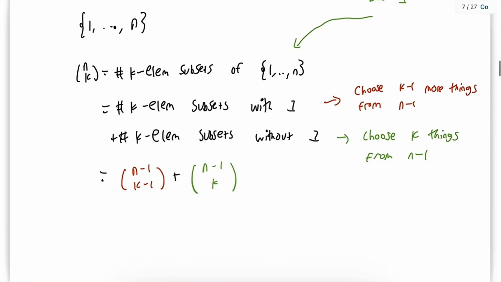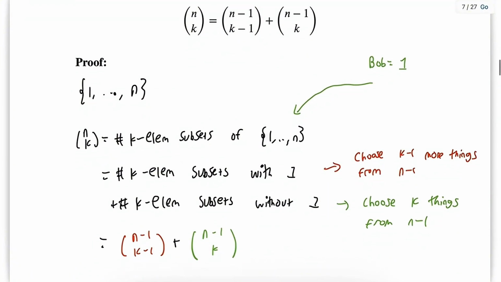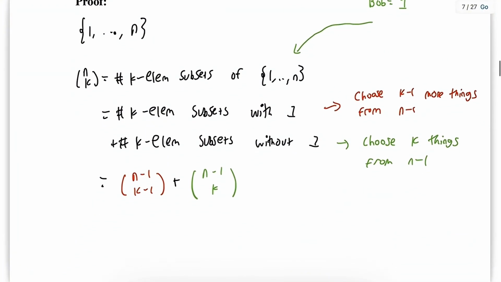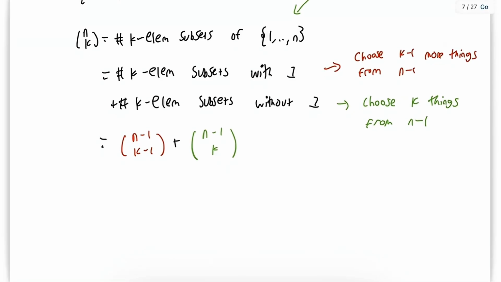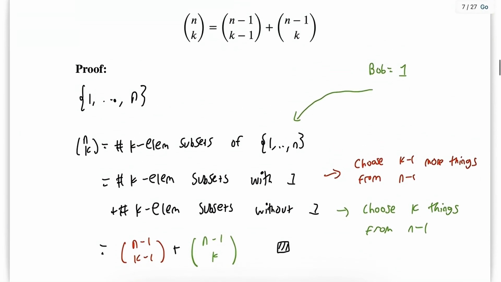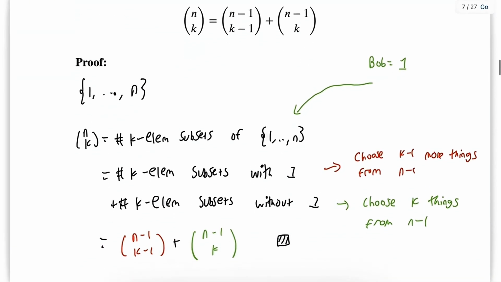Okay, and this is exactly the result we want. We want n choose k equals n minus 1 choose k minus 1 plus n minus 1 choose k. And we're done. The best part about math is always putting the square at the end of the proof to show that you're done. Again, not a fully mathematically rigorous argument, but hopefully this convinces you.